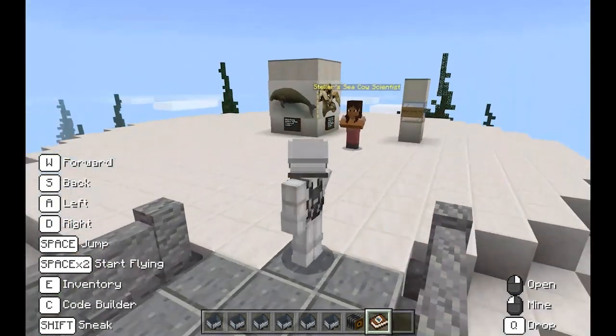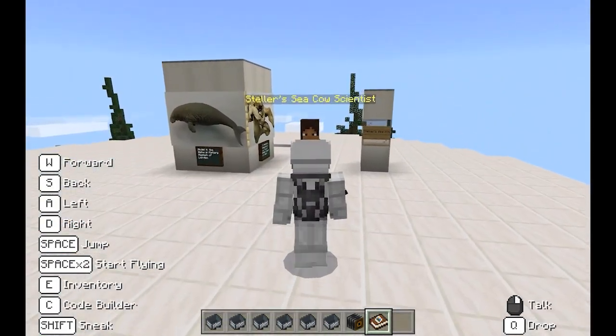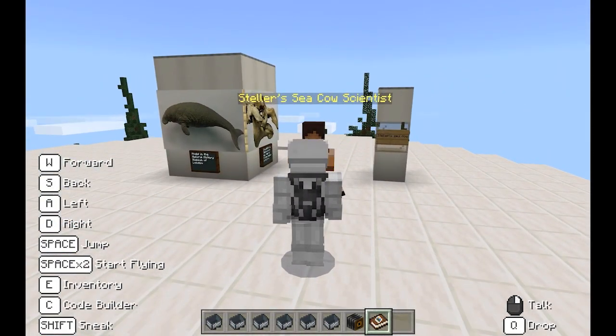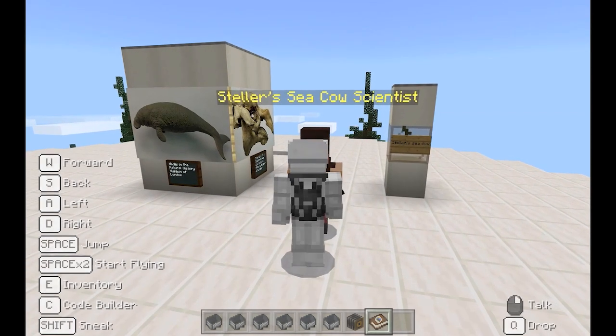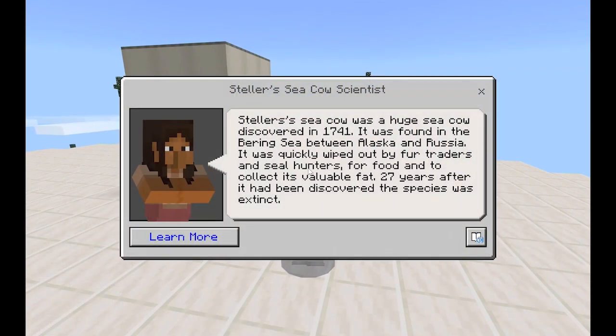This looks like a manatee. Stellar's sea cow. So maybe it's a kind of manatee, because I know we call manatees sea cows too. Let's see. Stellar's sea cow was a huge sea cow discovered in 1741. It was found in the Bering Strait between Alaska and Russia. It was quickly wiped out by fur traders and seal hunters for food and to collect its valuable fat. 27 years after it had been discovered, the species was extinct. Wow, less than 30 years after we even knew about it, it was gone.